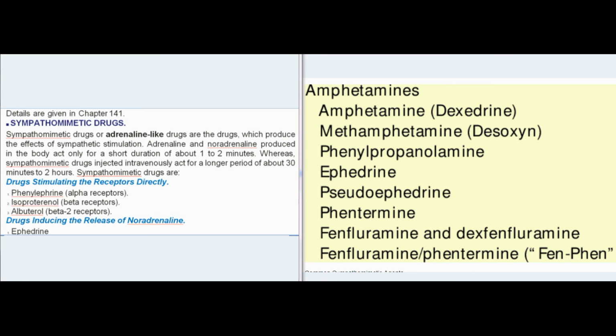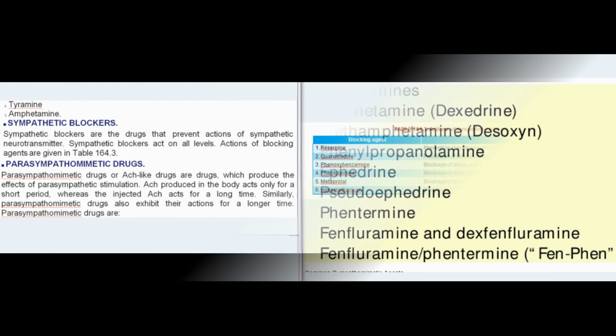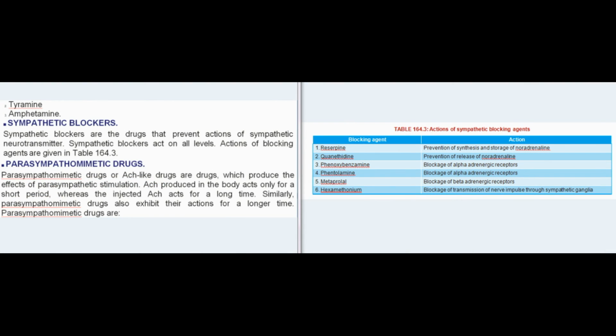Sympathomimetic drugs are drugs stimulating the receptors directly. Phenylephrine, alpha receptors. Isoproterenol, beta receptors. Albuterol, beta 2 receptors. Drugs inducing the release of noradrenaline: ephedrine, tyramine, amphetamine. Sympathetic blockers. Sympathetic blockers are the drugs that prevent actions of sympathetic neurotransmitter. Sympathetic blockers act on all levels. Actions of blocking agents are given in Table 164.3.